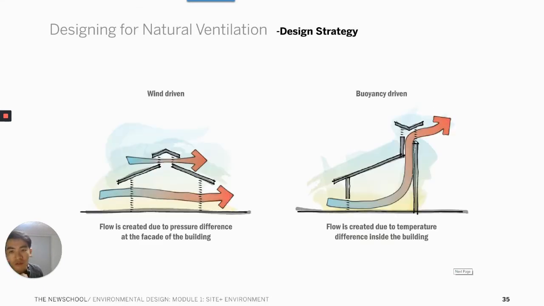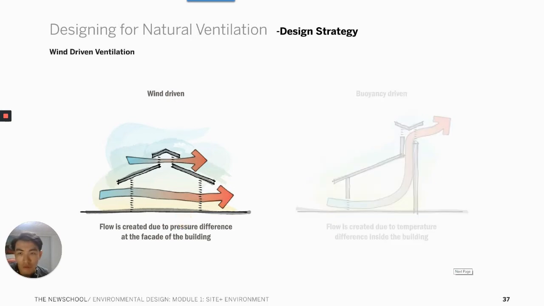There are two general ways of natural ventilation that utilize exactly these two different features of air movement. One is wind driven and the other is buoyancy driven. Let's first talk about wind driven ventilation, which uses a flow that is created by pressure difference based on the geometry of the building.